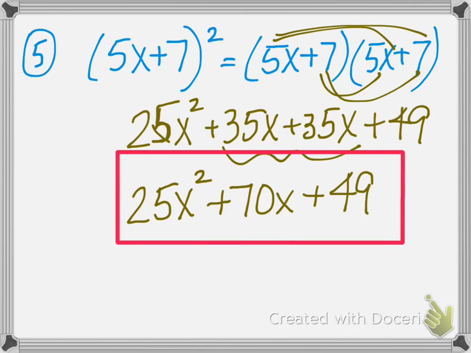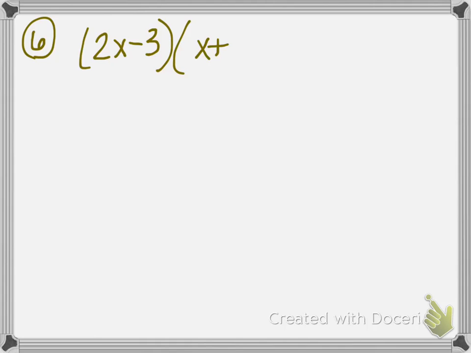All right, 6 and 7, multiplying 3 terms. Same as 2 with an extra step. So number 6, we have 2x minus 3 times x plus 4 times x plus 3. I'm going to FOIL the first two, leaving the last one out, and then I'll do area model on the last one, just so we get to do both.